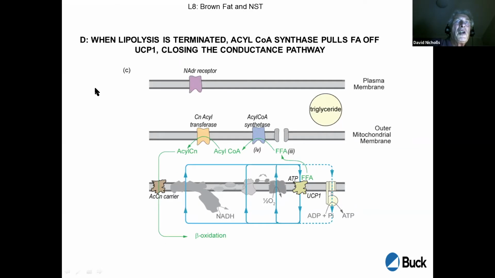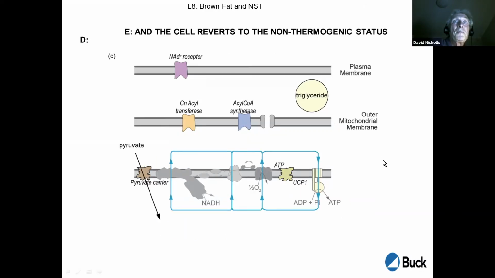When we terminate the noradrenergic activation, lipolysis stops. The fatty acids are still there, but the affinity of the acyl-CoA synthetase is higher than that of the uncoupling protein. So it pulls the fatty acid off the uncoupling protein, and that recouples the cell, and one goes back to the basal situation.